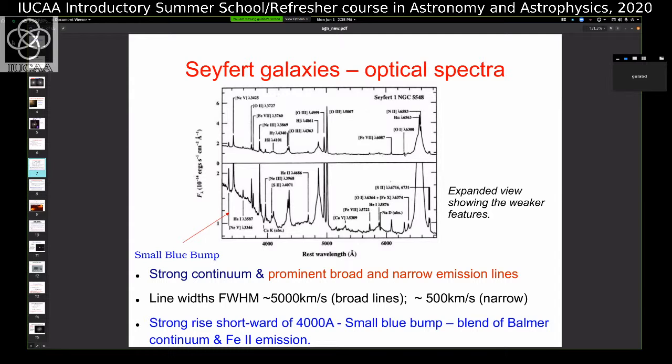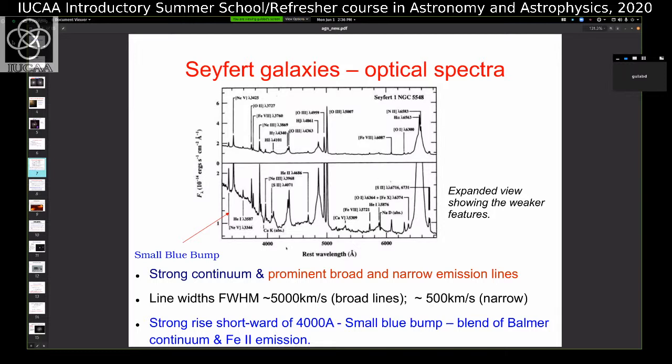In addition to the broad emission lines, there are these narrow emission lines. For example, oxygen 3 at 5,007 angstrom. And if you look at the width of these lines, you can convert that into velocity units by using the Doppler formula. So the line width for the broad emission lines is typically of the order of 5,000 kilometers per second. What that means is that this line emitting material is actually moving at about 5,000 kilometers per second speed. And the narrow emission lines have a width of about 500 kilometers per second. So these are much narrower compared to the broad emission lines.